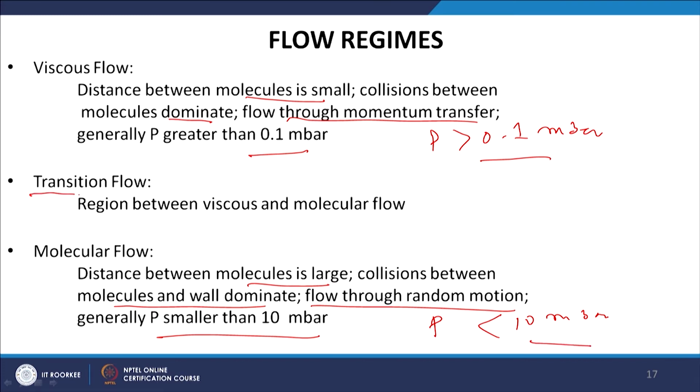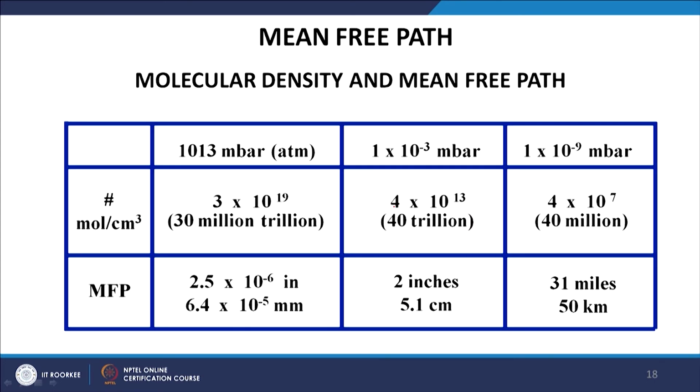That is our transition region, transition flow, where the region is between the viscous flow and molecular flow. So, when the pressure is between 0.1 millibar to 10 millibar, that defines the transition flow region. So, we consider what the molecular density and mean free path will be when this pressure changes.